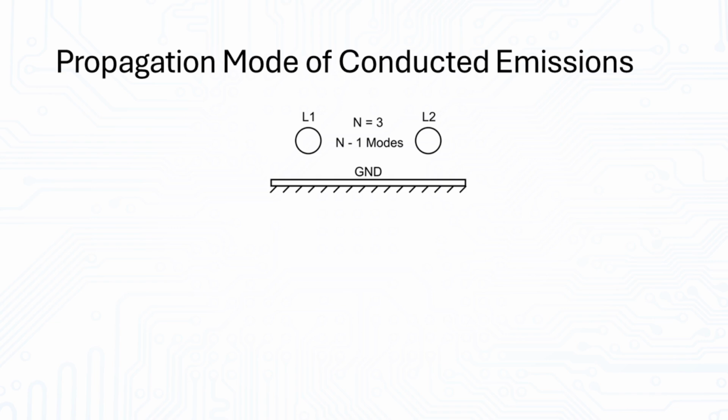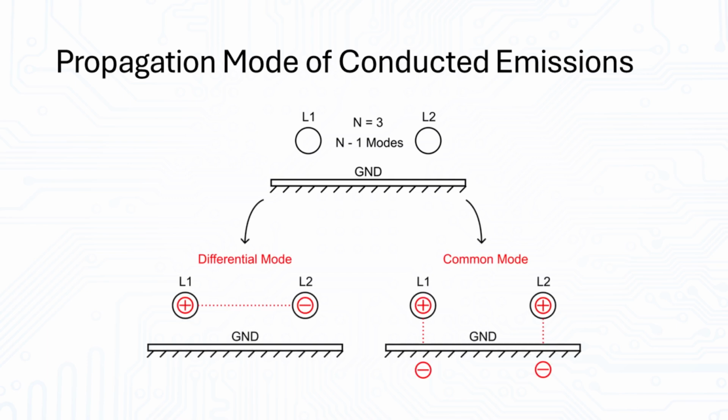To understand how such conducted emissions are propagated towards the power distribution network, we have to take a look at the different ways a current can flow through a system of N conductors. From transmission line theory, we know that in a system of N conductors, there are N-1 modes of propagation. These modes can further be subdivided into so-called common mode and differential mode signals.